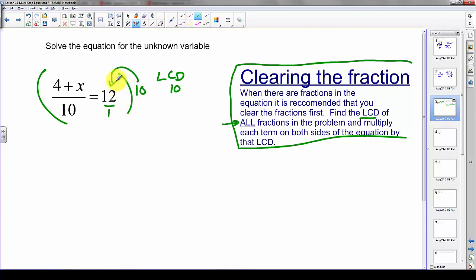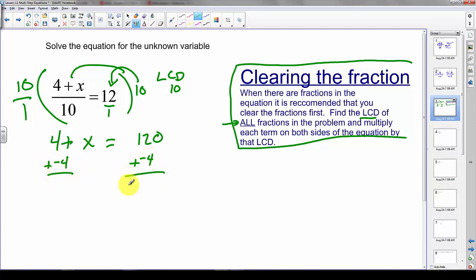So I multiply this by 10, and I get 120, since 12 times 10 is 120. If I multiply this entire term by 10, notice the 10 over 1 and this 10 reduce. So I'm just left with 4 plus x equaling 120. Now I have to isolate the x, so I have an addition of 4. I'm going to subtract 4, or I can add a negative 4. Doesn't really matter. And in this case, I have 116 equaling x.